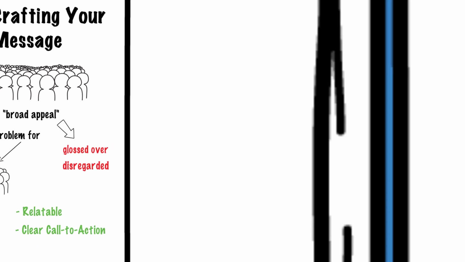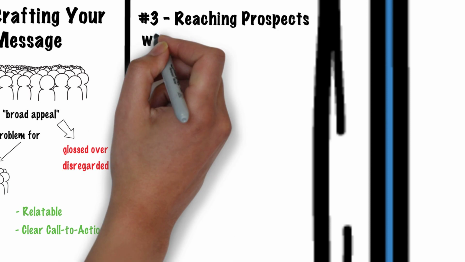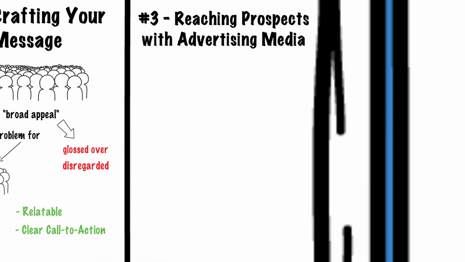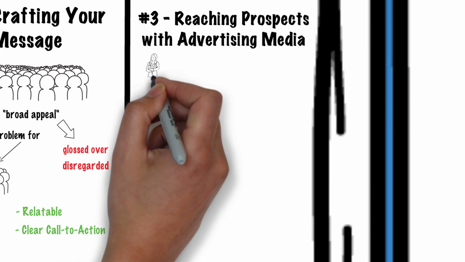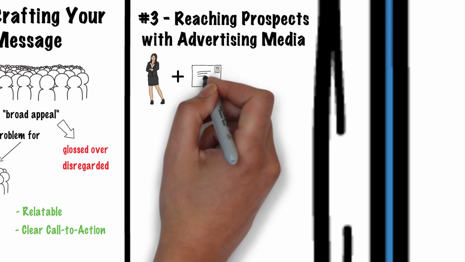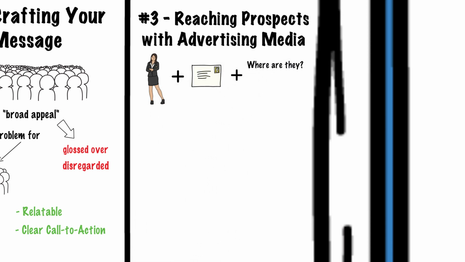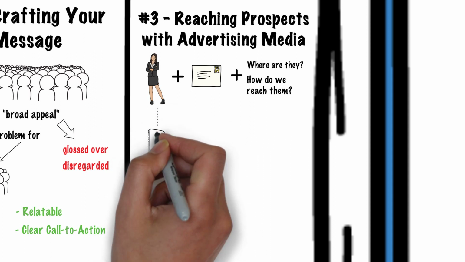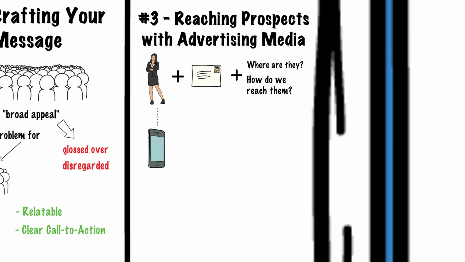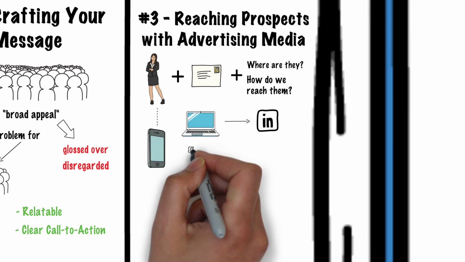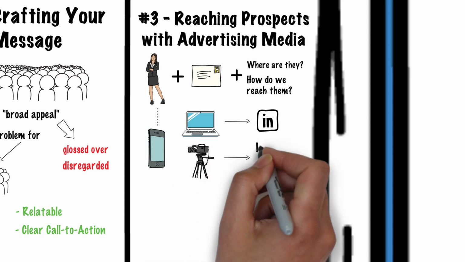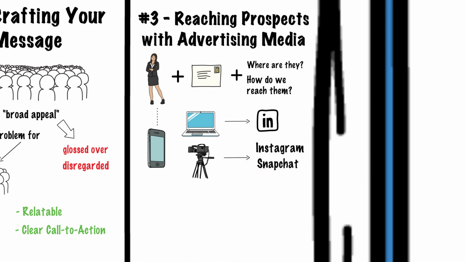So now that we've decided on a message, we'll move on to point number 3, reaching prospects with advertising media. We have the people we want to reach and the message we want to give them. Now we need to find where these people are and how we can reach them. The decision on which media platforms to use should be influenced by where your target market is paying attention. If you're selling a business software, LinkedIn probably makes a lot of sense. If you're selling a camera, Instagram and Snapchat are certainly worth investigating.